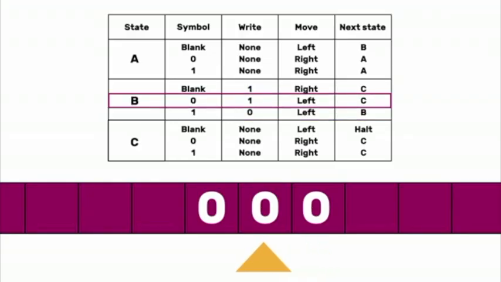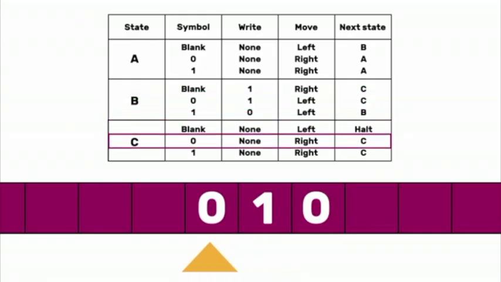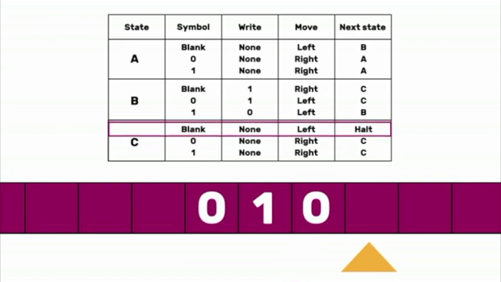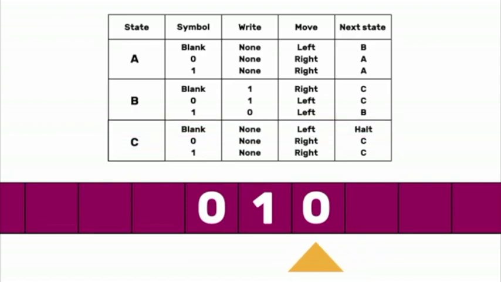When it receives an input symbol of 1 in state B, it changes it to 0 and moves to left. And when it receives an input symbol 0, it changes it to 1, moves left and goes to state C. In state C, when it finds an input symbol 0, it does nothing and moves right. And when it finds a blank space, it halts.